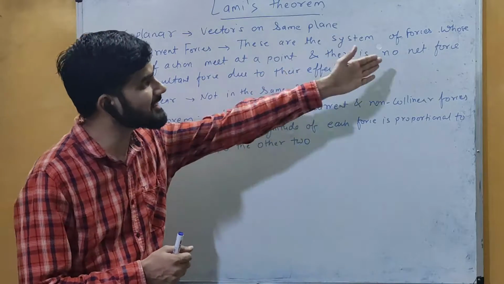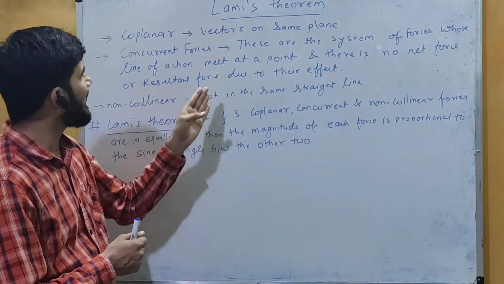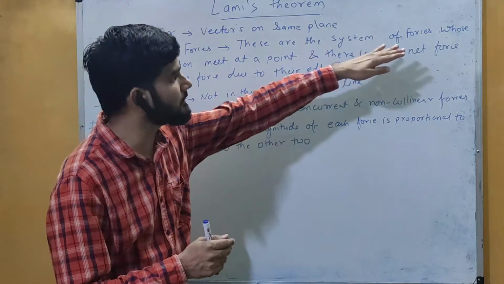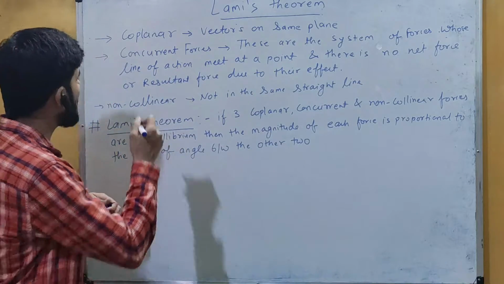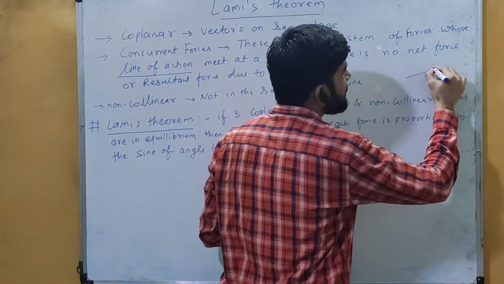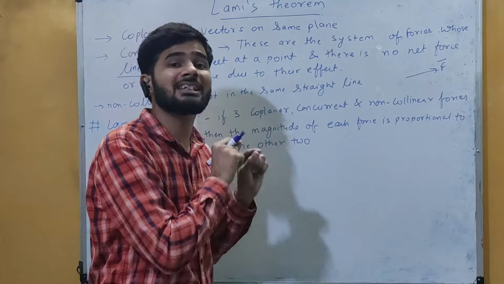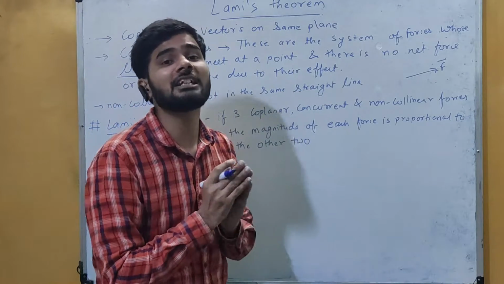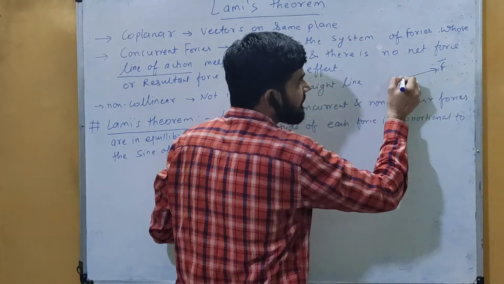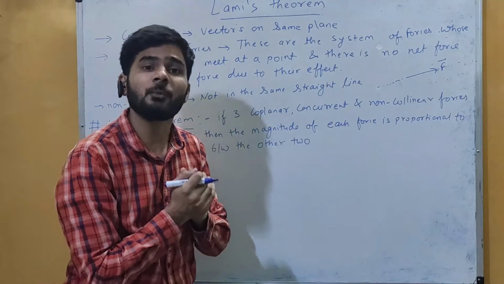These are the system of forces whose line of action meet at a point and there is no net effect or resultant force due to their effect. Now what does this mean? Here we have one term that is called the line of action. Suppose we have a force which is acting in a particular direction, then the line on which that force is acting completely represents the line of action. If we draw a line ahead of this force or behind it, then that particular line is called the line of action.